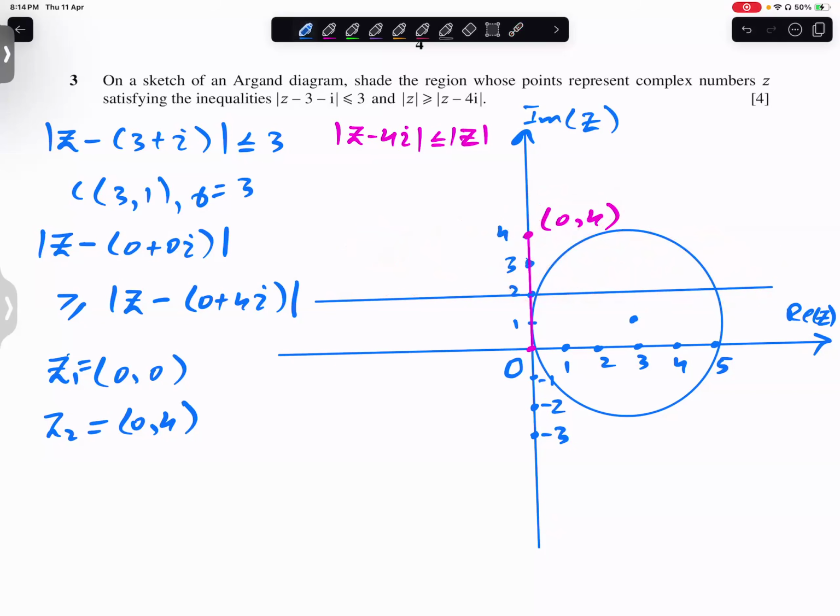So if you combine both the shades, definitely you will say that this is the combined shading. This is combined shading.